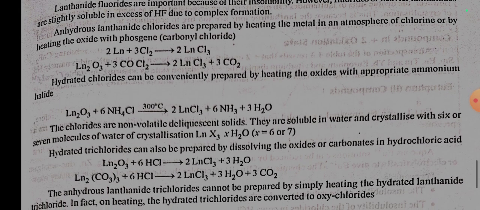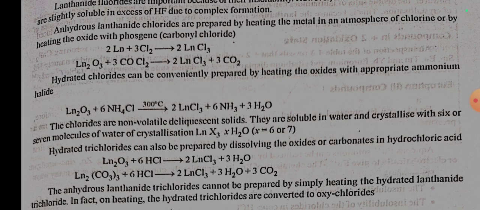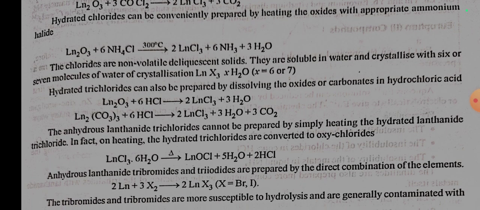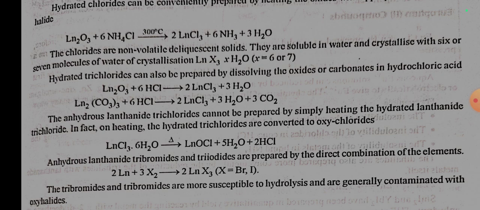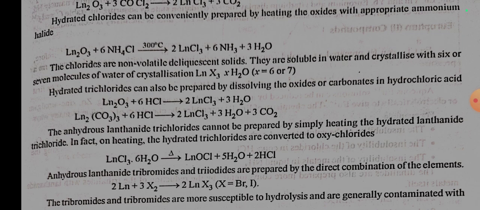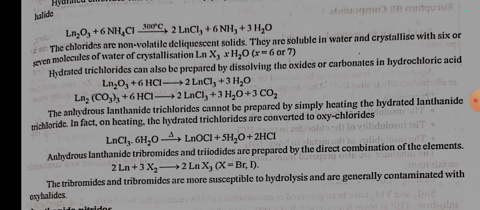Anhydrous lanthanide chlorides are prepared by heating the metal in an atmosphere of chlorine or by heating the oxide with phosgene, carbonyl chloride. 2Ln plus 3Cl2 gives 2LnCl3. Hydrated chlorides can be conventionally prepared by heating the oxides with the appropriate ammonium halide. Ln2O3 plus 6NH4Cl at 300 degrees Celsius gives 2LnCl3 plus 6NH3 plus 3H2O. The chlorides are non-volatile deliquescent solids.